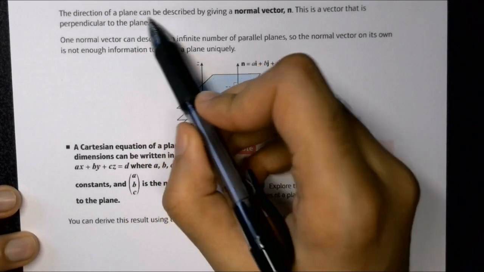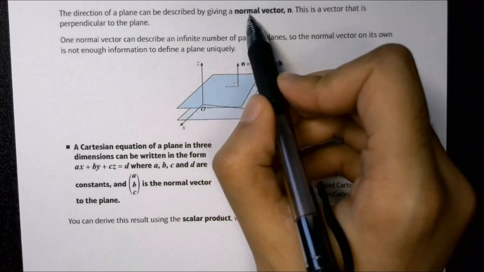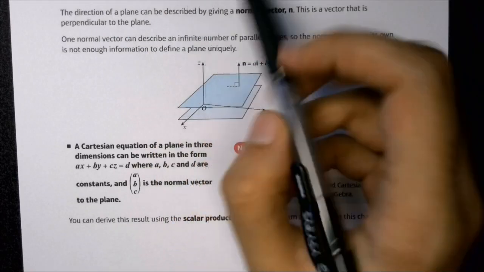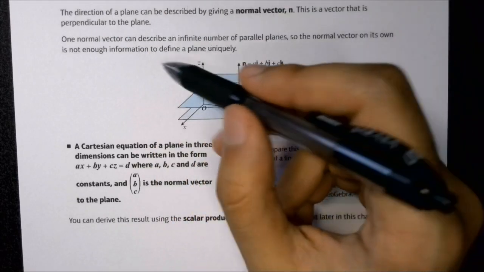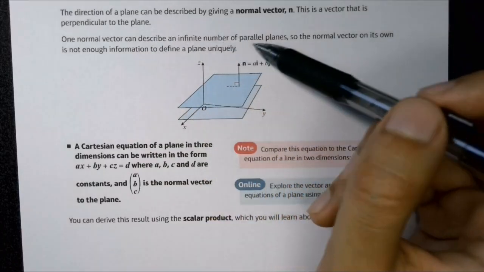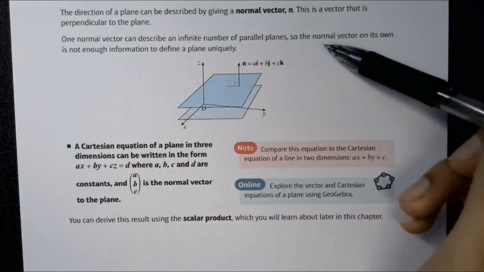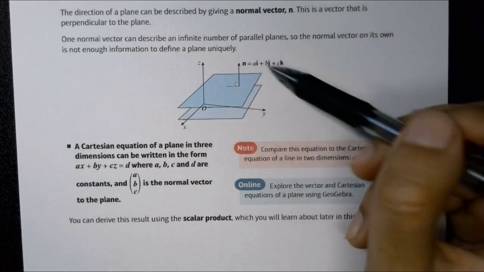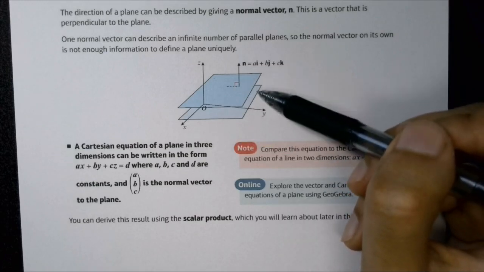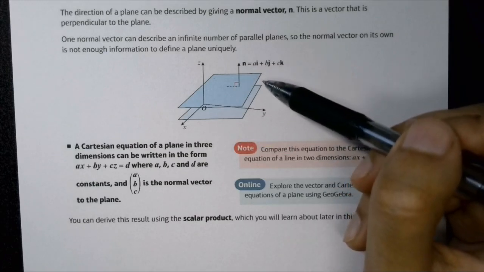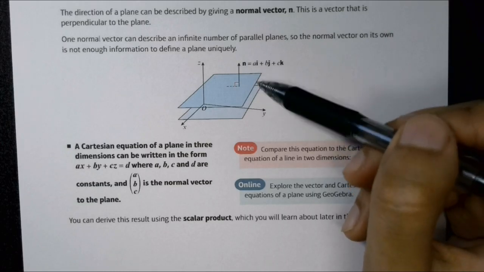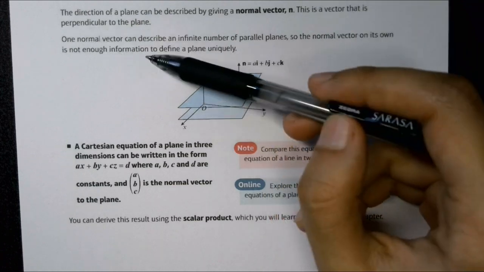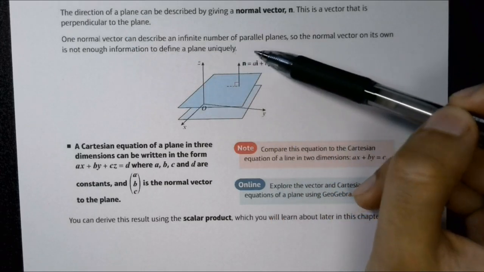The direction of a plane can be described by giving a normal vector n. This is a vector that is perpendicular to the plane, and we see that in this diagram over here. One normal vector can describe an infinite number of parallel planes, and that makes sense. If you take a look at this diagram, we've got a plane over here and then we've got the normal to that plane, and you can see here we've got 2 parallel planes, and there will be an infinite number of parallel planes. So the normal vector on its own is not enough information to define a plane uniquely.